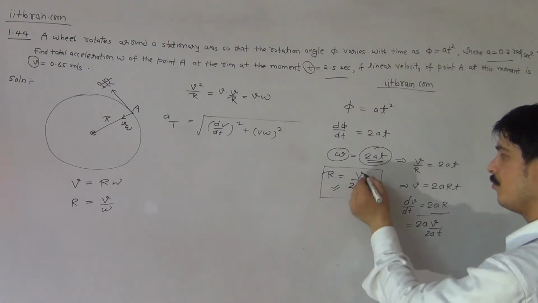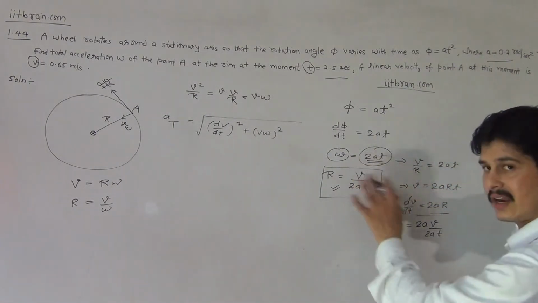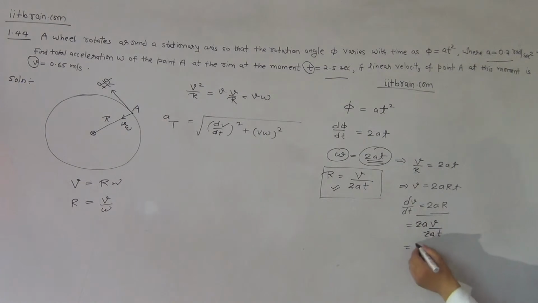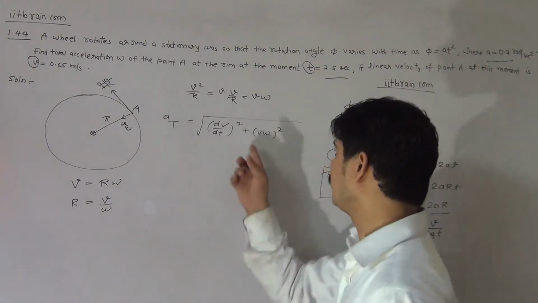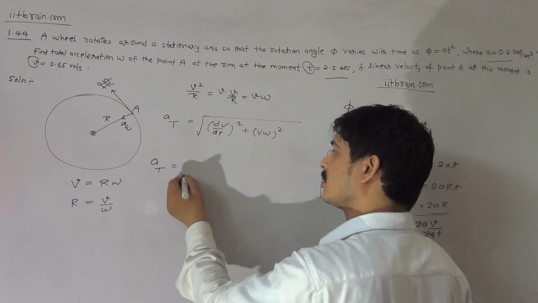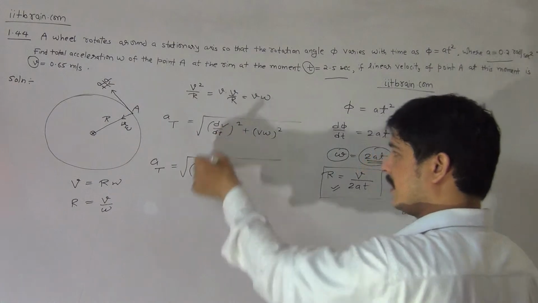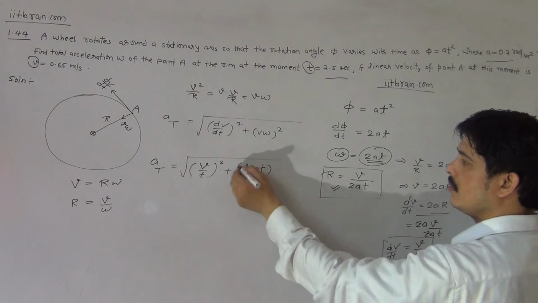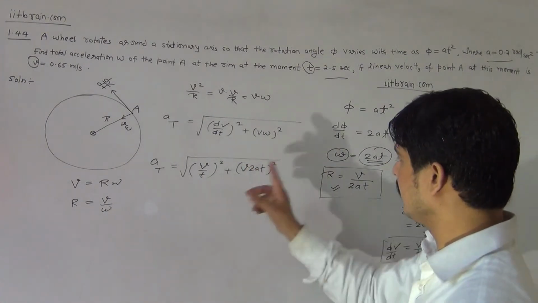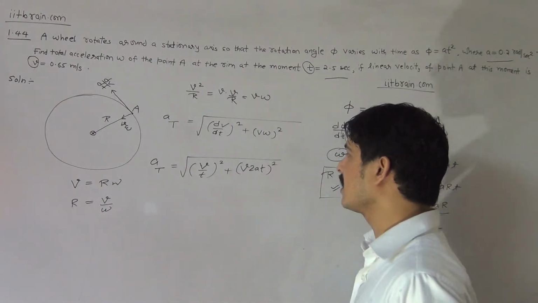We calculated the value of r as v by 2at because velocity, a and time, all three are given terms. So dv by dt is v by t. For the particle, dv by dt is v by t. Put this value of dv by dt and v omega in this expression. Total acceleration of the particle will be v by t whole square plus v into 2at whole square. Now v, t, a, all the given terms are there, so solve this. Put the values in and you will get the answer.